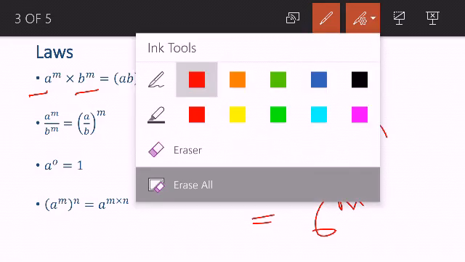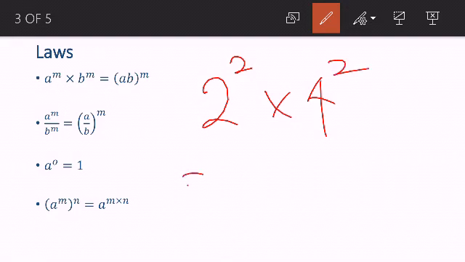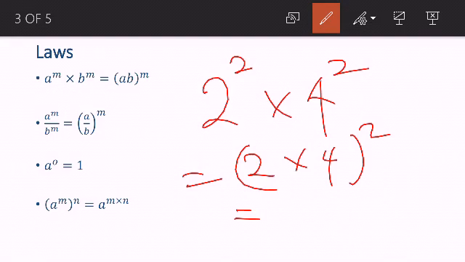Okay, we can see another example there. If we have, let's say, 2 raised to power 2 times 4 raised to power 2, it is the same thing as saying 2 times 4 all raised to power 2, and 2 times 4 is 8.